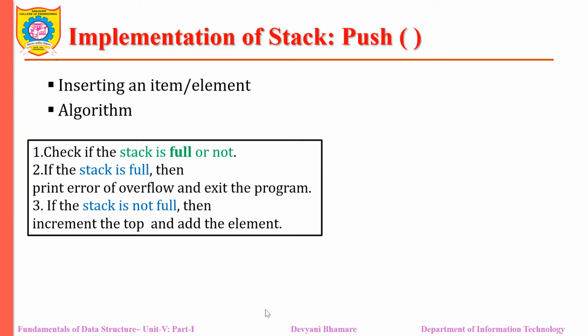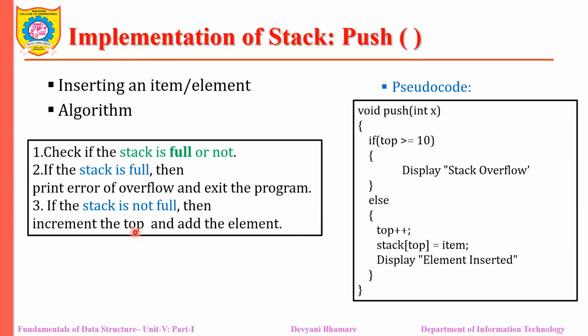Let's see that if you want to insert an element onto the stack, then the first step is we need to check whether the stack is full or not. If it is full, then we need to display the message that stack is overflow, meaning we cannot push the element onto the stack. But if the stack is not full, meaning we still have a space where we can insert that element, in that case, first we need to increase the top index and then we need to add the element where the top is pointing. So this is the pseudocode we can see.